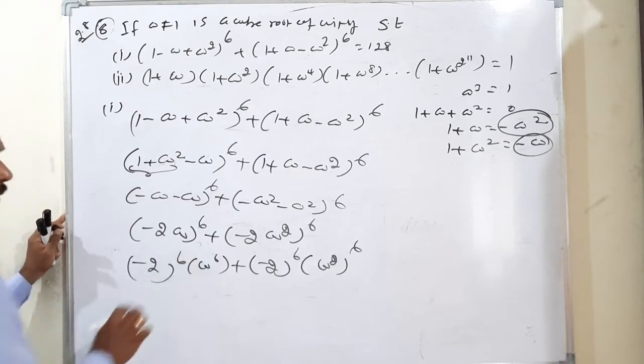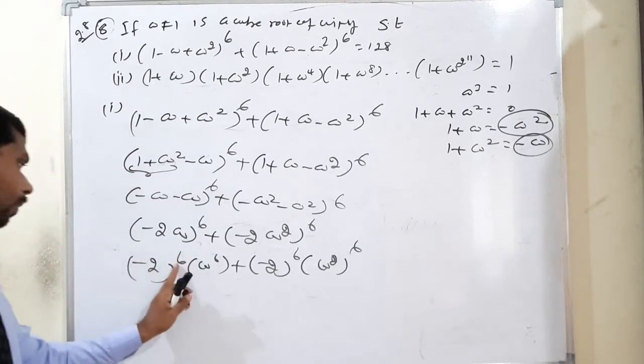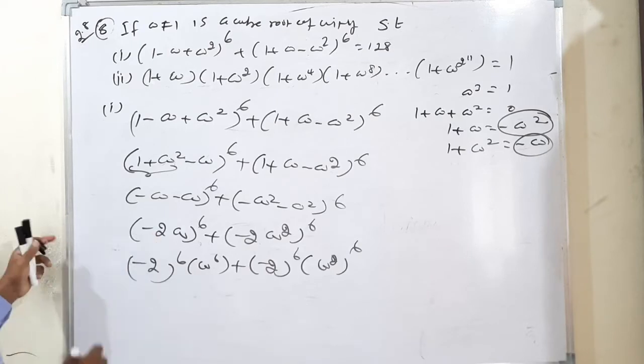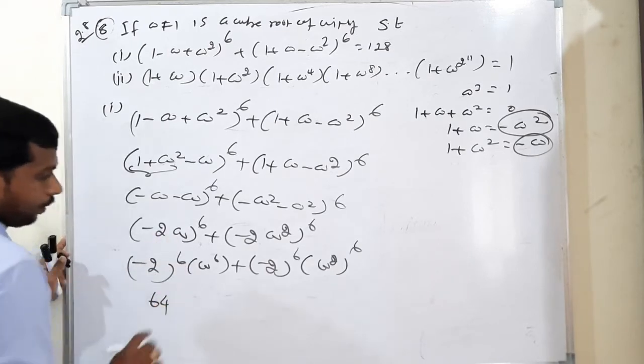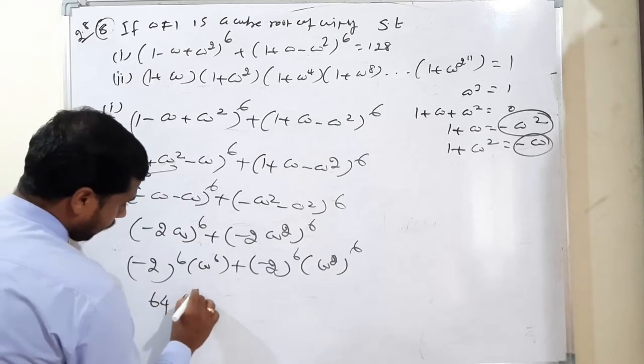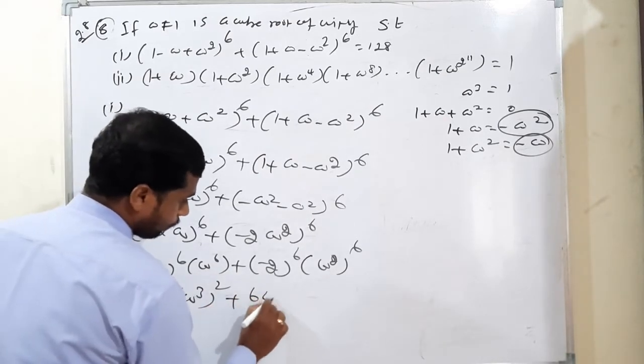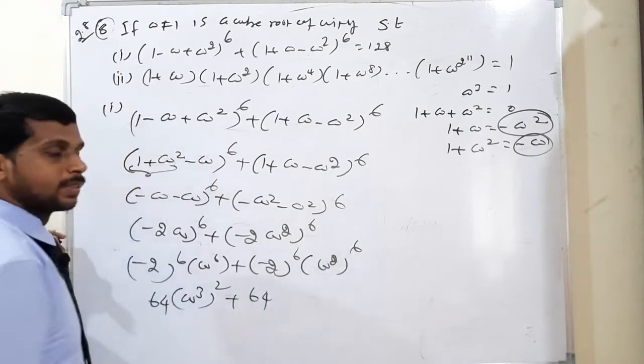So now (minus 2) the whole power 6 means definitely power of even number, so the negative term converts to positive. 2 power 6 means 64. Then omega power 6 we can write as omega 3 the whole square. Now the next term is also positive 64 here. 2 into 6 means 12 will come.